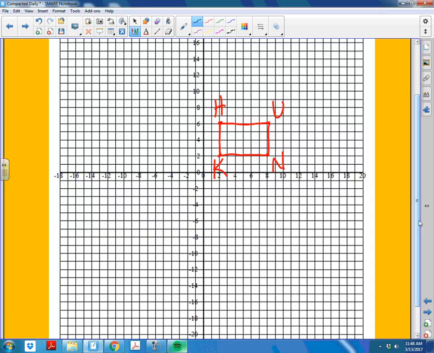Okay, so let's do this first. H-U-N-K. I want you to write down the ordered pairs for H, U, N, and K, please. Write down the coordinates, the ordered pairs for H, U, N, and K.